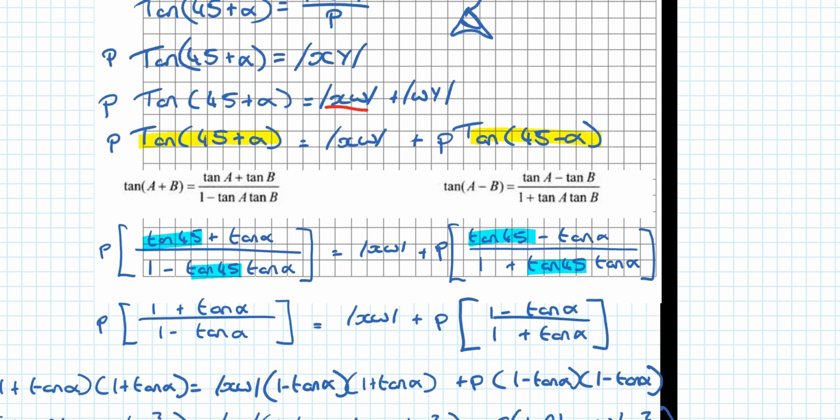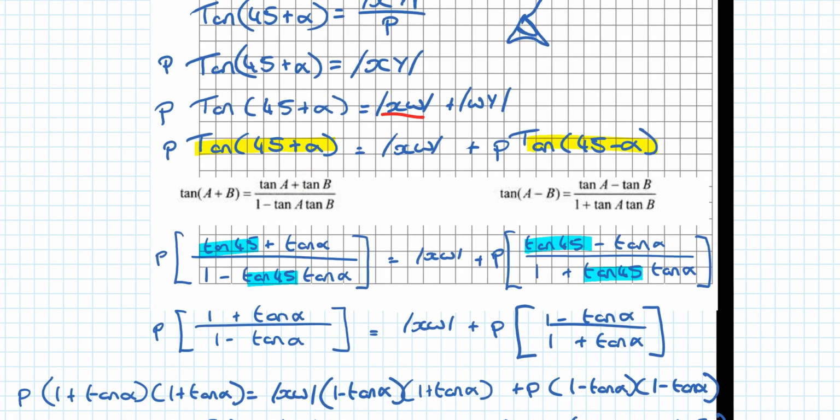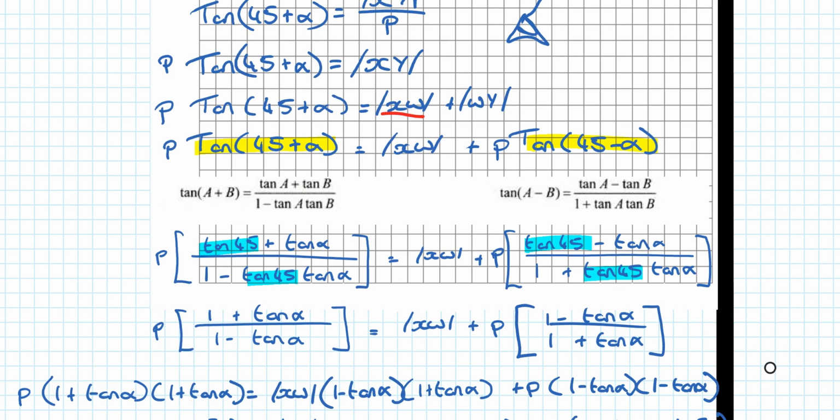line to get this. So taking our time, again, we have only got the top line left, and we're multiplying by 1 plus tan alpha from the fraction on the right hand side. The xw gets multiplied by the 1 minus tan alpha and the 1 plus tan alpha, because there's no fraction to cancel with. And the top line here is just going to be left with the 1 minus tan alpha, because we multiplied by 1 plus tan alpha to get rid of the fraction, and we're still getting that 1 minus tan alpha from multiplying everything by 1 minus tan alpha.